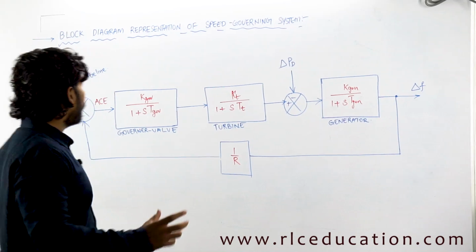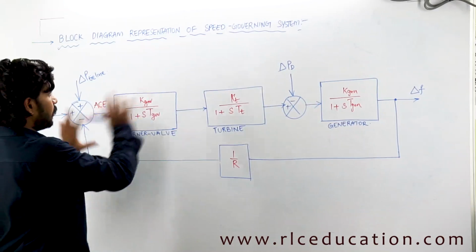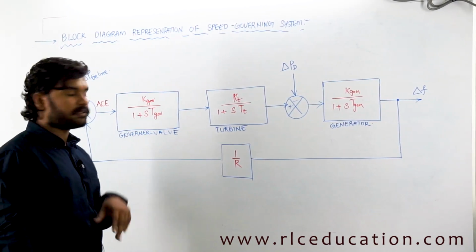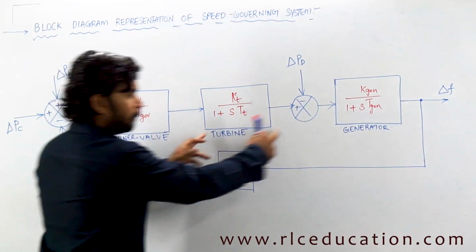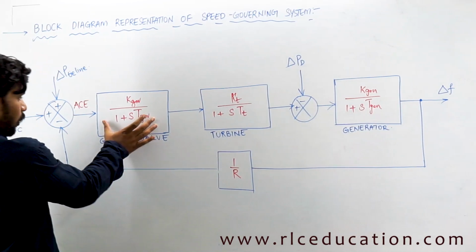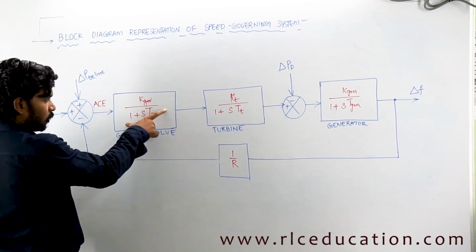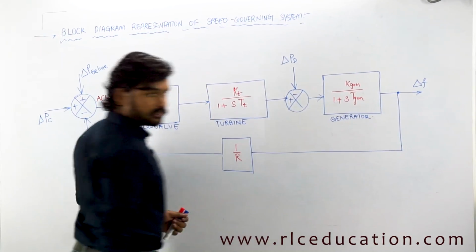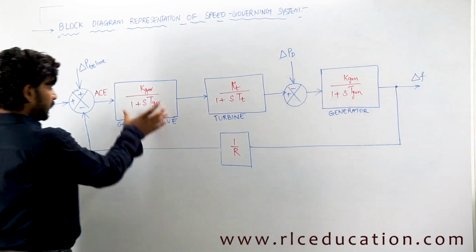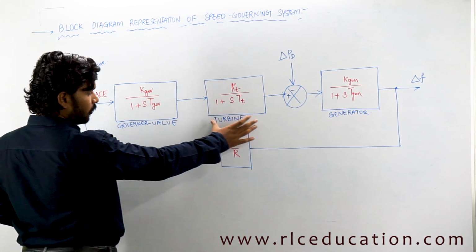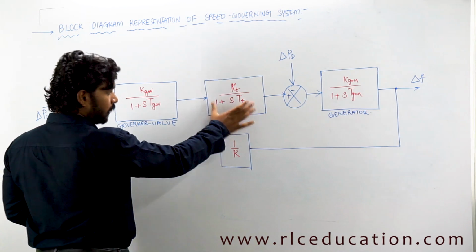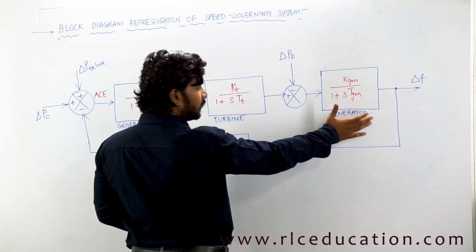Now we will see the block diagram representation of this so-called speed governing system. This is important for us. If you see this block diagram, there are three important blocks, and each block represents a first order system, a first order transfer function. The first block represents the governor valve. Immediately after the governor valve, you will have a turbine mechanism, the turbine. From the turbine, again you have the generator.